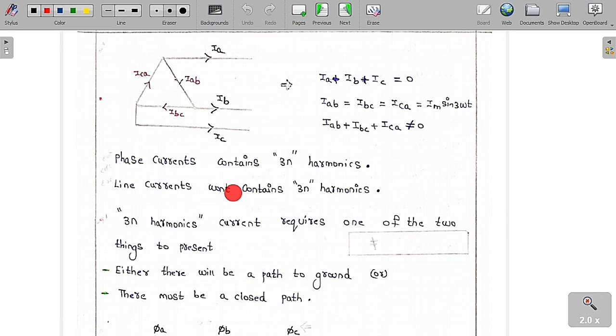This is what I am trying to say. Listen carefully. In a delta connection, for the phase currents only 3n harmonics are going to be present, whereas in the line currents only 3n plus or minus 1 harmonics are going to be present. This is what I am trying to say from the starting onwards.